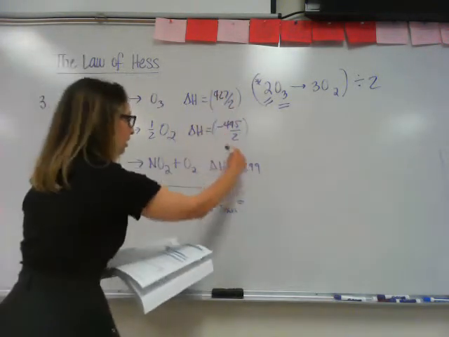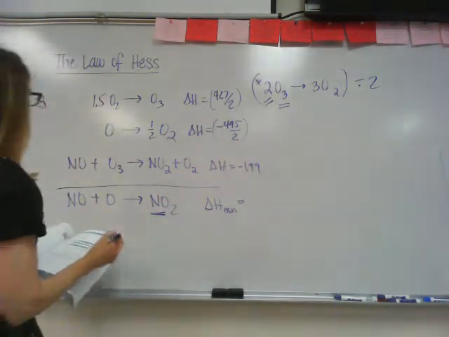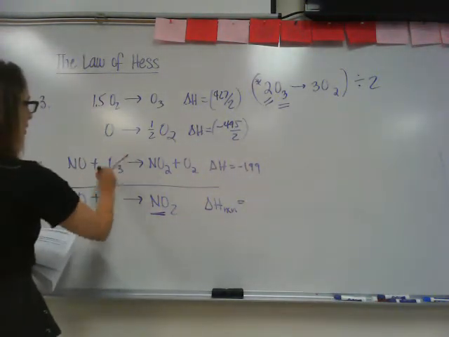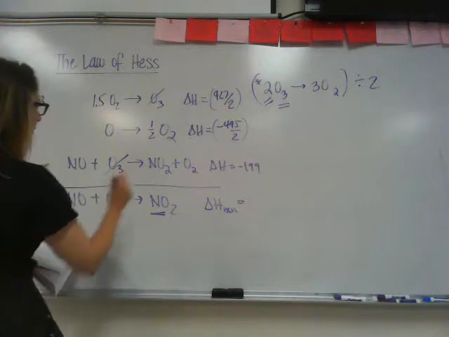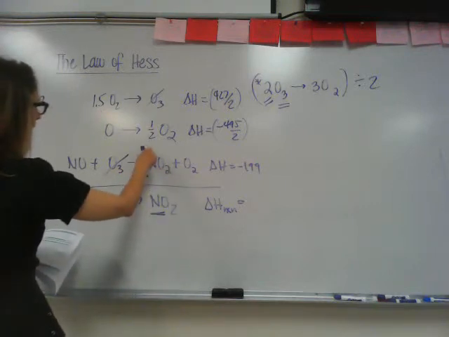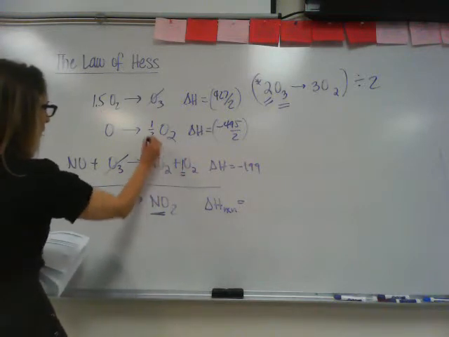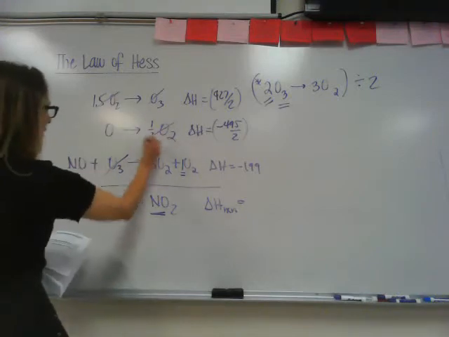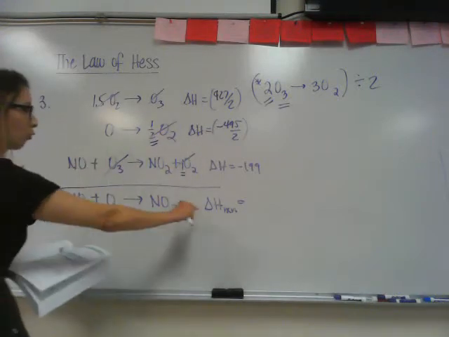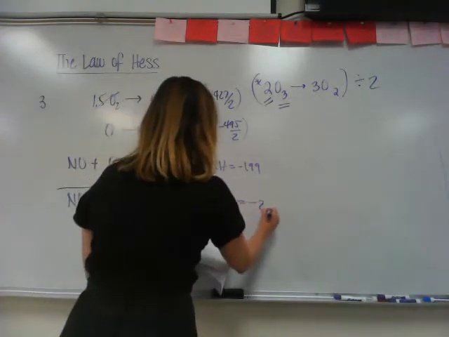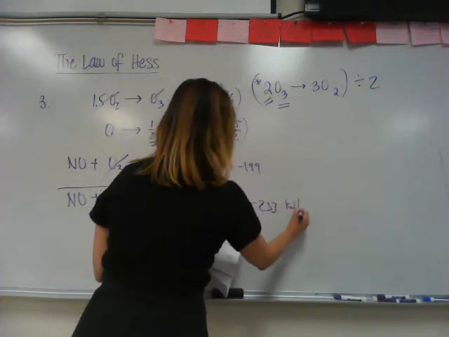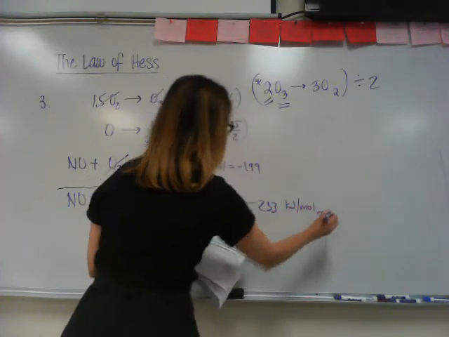So you would add these up, because these cancel. O2 plus a half O2 is 1.5, so these cancel. That leaves you with your overall reaction. That gives you negative 233 kilojoules per mole of reaction.